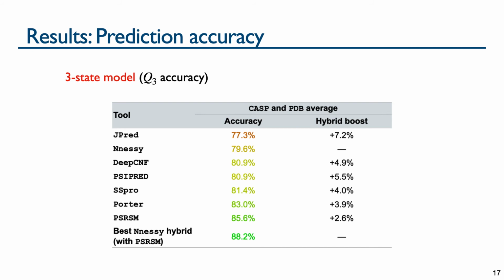PSRSM is the tool with highest average accuracy at 85.6%. Hybridizing PSRSM with Nnessy, which is the best hybrid, yields an increase in accuracy of 2.6% over the accuracy of PSRSM.